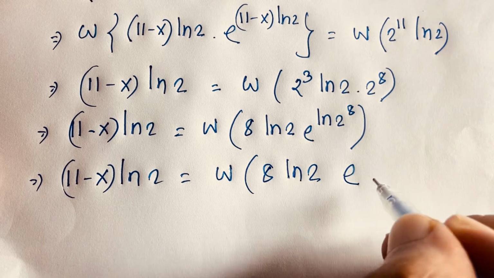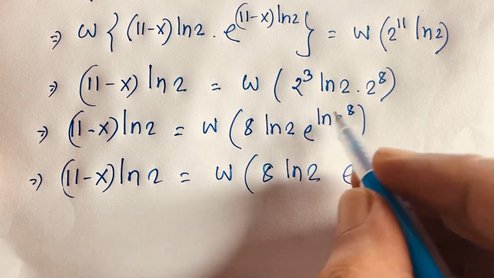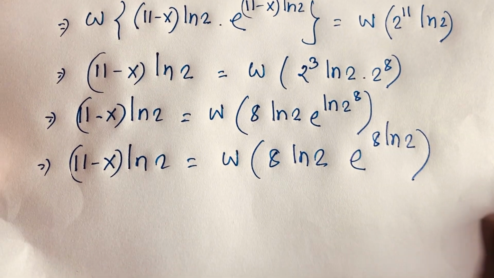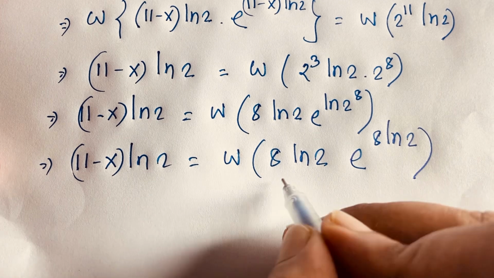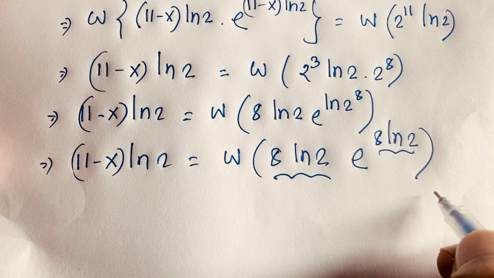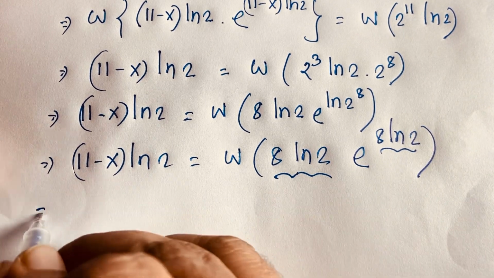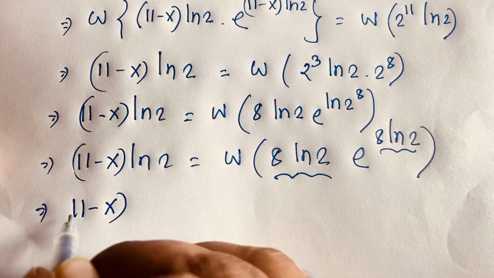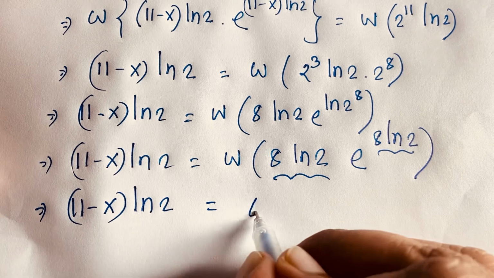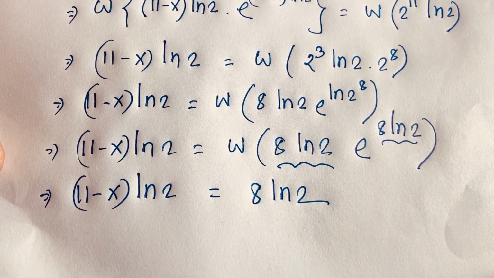and e to the power, look, this value moves in front according to natural log rules, so 8 ln 2. Yeah, now if you think, look, this is a and this is b, so you can easily use the Lambert W function, because this value and this value are the same. So it will be 11 minus x times ln 2 is equal to 8 ln 2. Yeah, it is interesting maths.